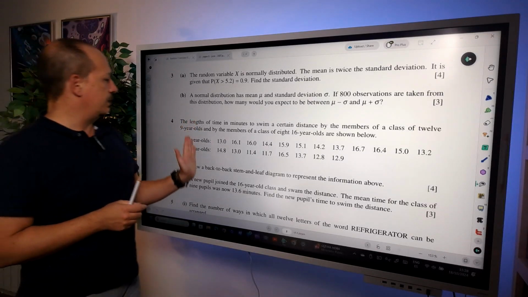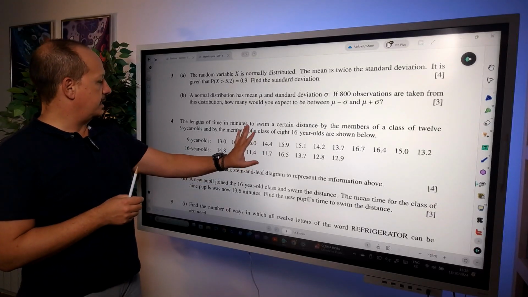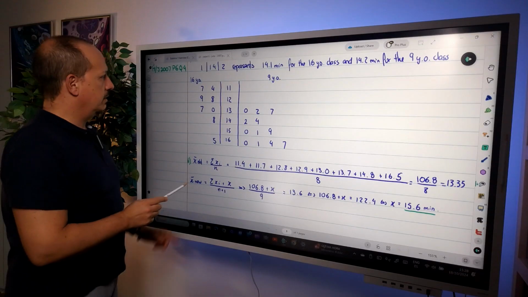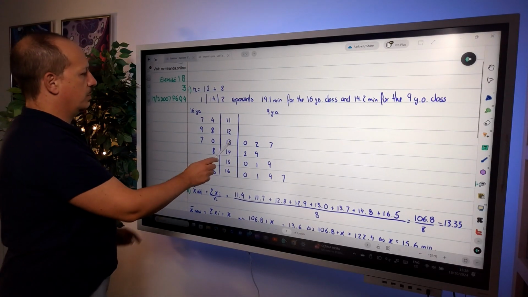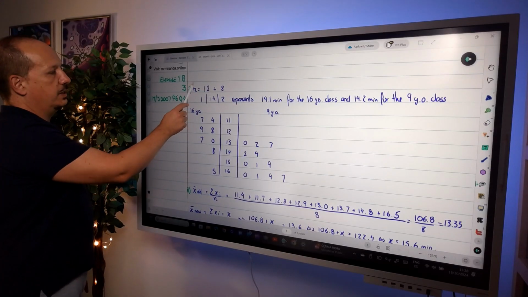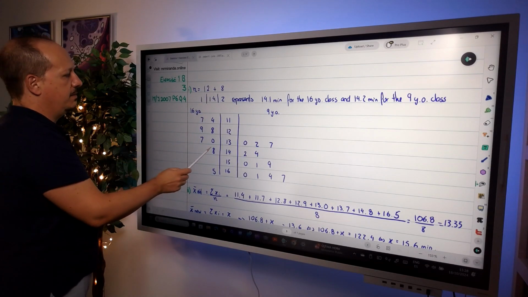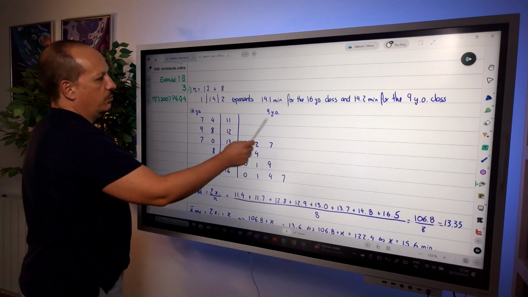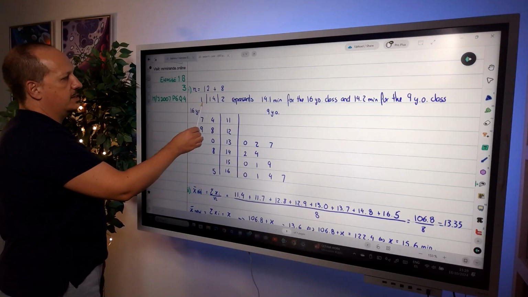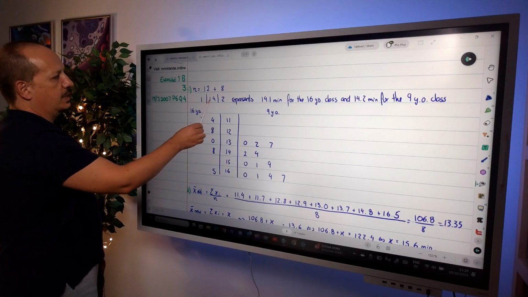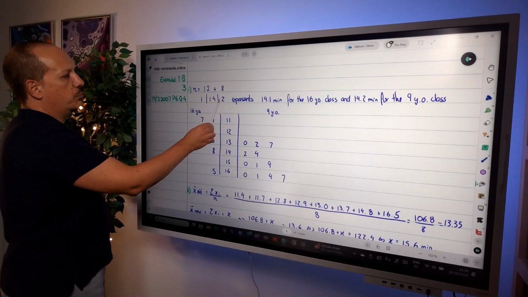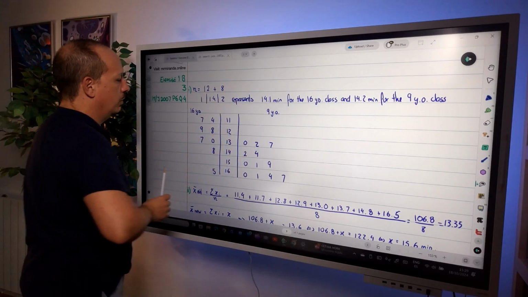You have to pick one side to be the 9-year-olds and the other side to be the 16-year-olds. And basically this is going to be more or less what you are going to have. All right, the total number n is 12 for the 9-year-olds and 8 for the 16. I put the 9-year-olds on the right-hand side, the 16 on the left-hand side. Here is the scale. This would represent 14.1 minutes for the 16-year-olds and 14.2 minutes for the 9-year-olds.